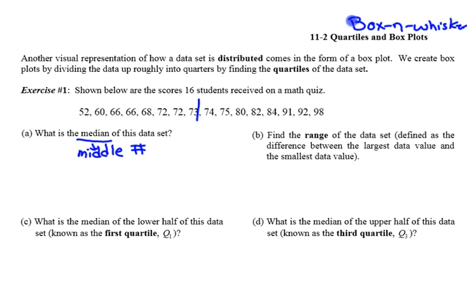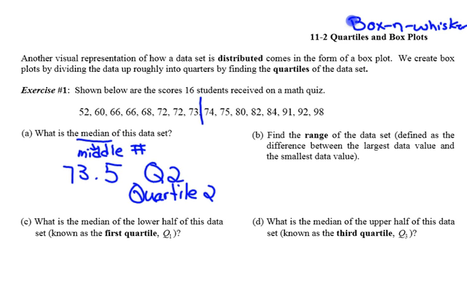So the median is going to fall right in between 73 and 74 because there's 16 scores, there's 8 scores down here and 8 scores up above it. So my median then is 73.5. All right, that is sometimes called, and we did quartiles last year, that is sometimes called Q2, read quartile 2 or second quartile, either way.